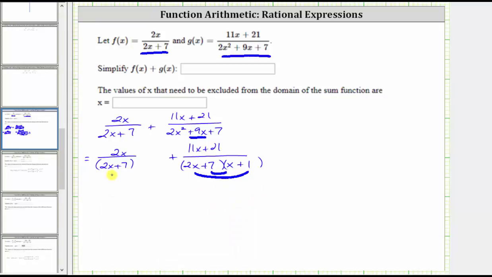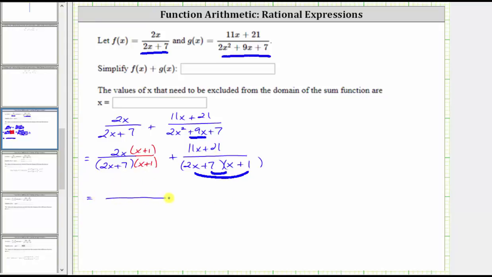Now looking at the factors of the denominators, we should be able to recognize that the least common denominator is going to be the product of these two binomial factors. Because this rational expression does not have a factor of x plus 1 in the denominator, we multiply the numerator and denominator by x plus 1 to create an equivalent fraction with the denominator of the quantity 2x plus 7 times the quantity x plus 1. Now that we have a common denominator, we can add the rational expressions.